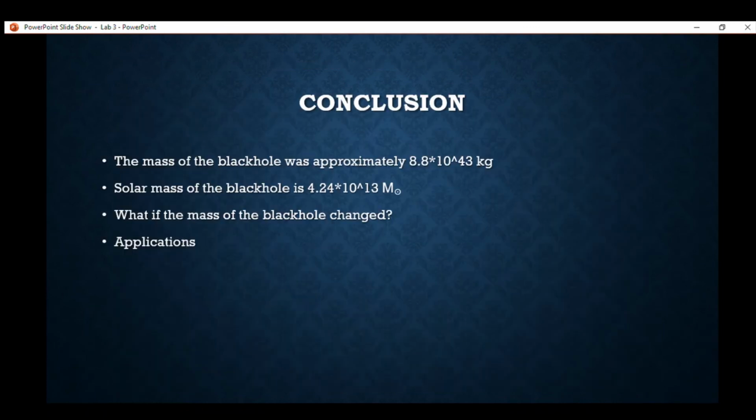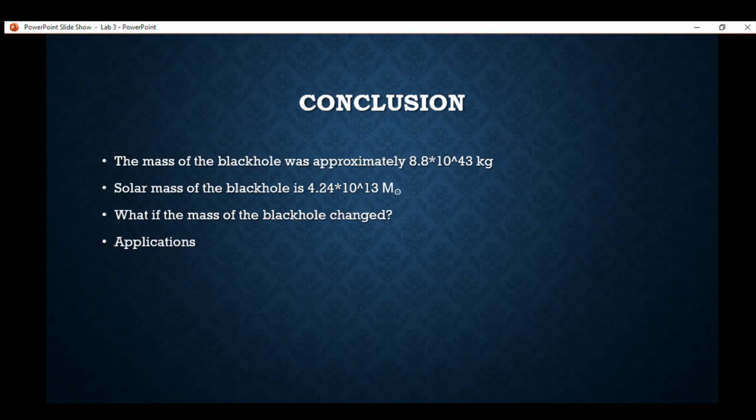In conclusion, the mass of the black hole was approximately 8.8 times 10 to the 43rd kilograms. This in solar mass is 4.24 times 10 to the 13th, making it much larger than the Sun. If we were to change the unknown value for the mass of the black hole, we could still calculate it using the same method because the velocities would change and therefore the change in momentum over time would change.